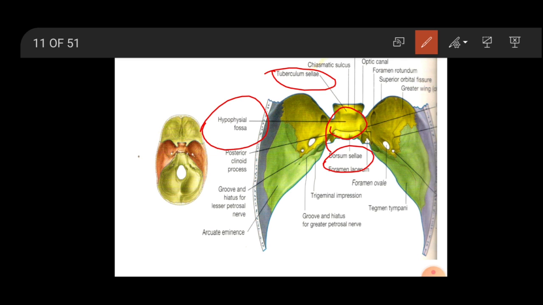So the diaphragma sellae is a circular dural fold. It is attached like this, anteriorly to the tuberculum sellae and posteriorly to the dorsum sellae. Below that, you have the hypophyseal fossa with the pituitary gland, and the stalk of the pituitary gland pierces and comes out through this circular dural fold, the diaphragma sellae.